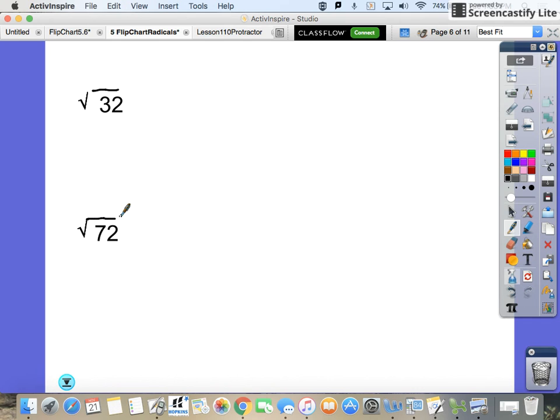So I'm going to start by writing my perfect squares at the top. So we have them: 2 times 2, 3 times 3, 4 times 4, 5 times 5, 6 times 6, 7 times 7, 8 times 8. You guys shouldn't have to ask me for the perfect squares. You should be able to just do 1 times 1, 2 times 2, 3 times 3, and so on.